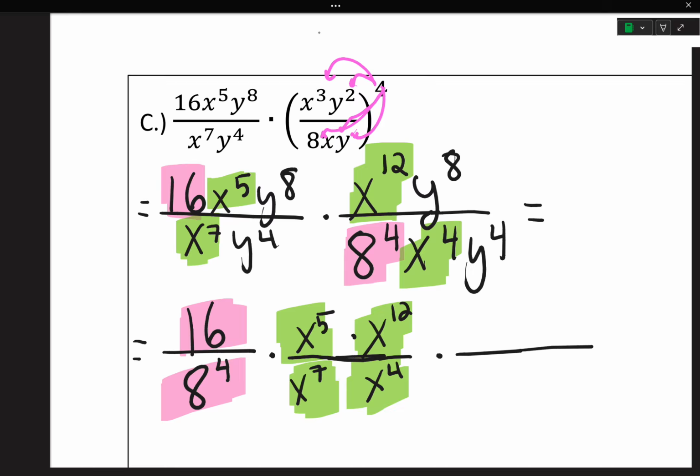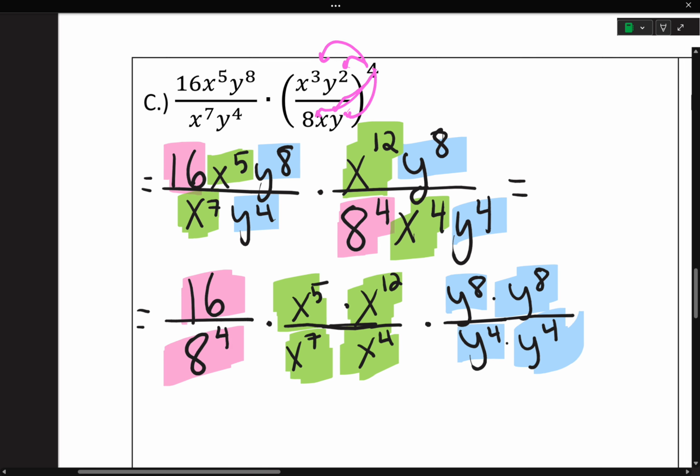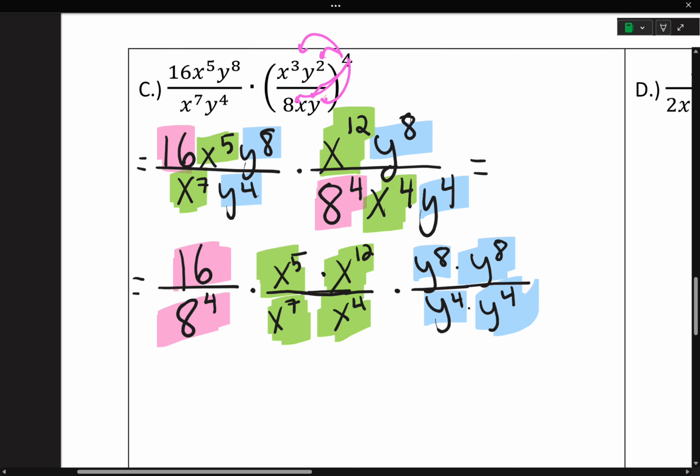Let's do our y's. Y to the 8th and y to the 4th from the first fraction, and also y to the 8th and y to the 4th on the second. Nice. I kind of like how that matches. Alright, let's simplify.